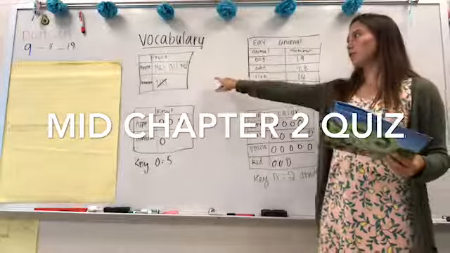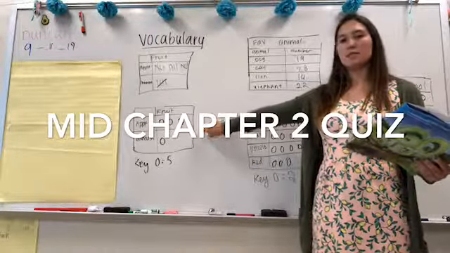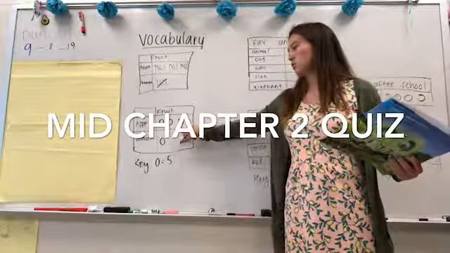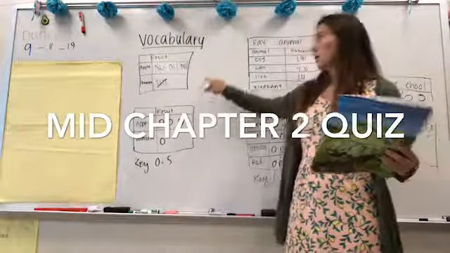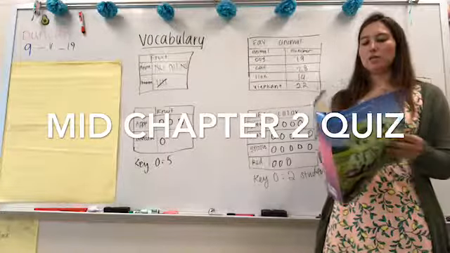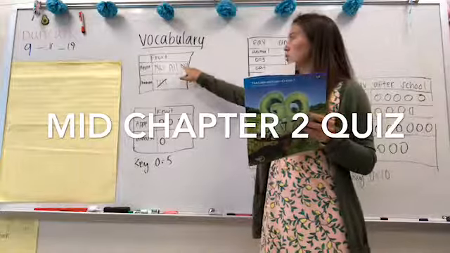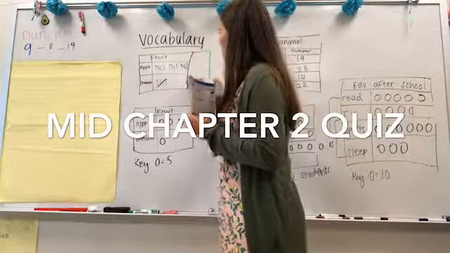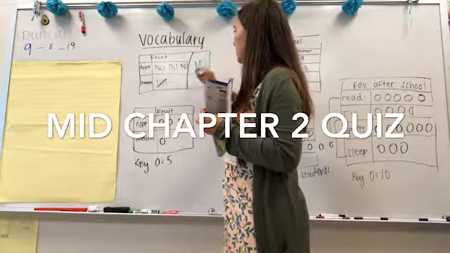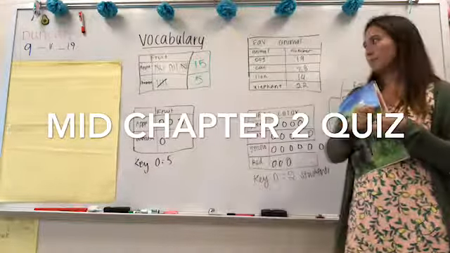A frequency table looks like this. A picture graph looks like this because pictures are used. And a key looks like this. A frequency table is using tallies or numbers to record data. So this might also show like this, 15, 5. That would be a frequency table.